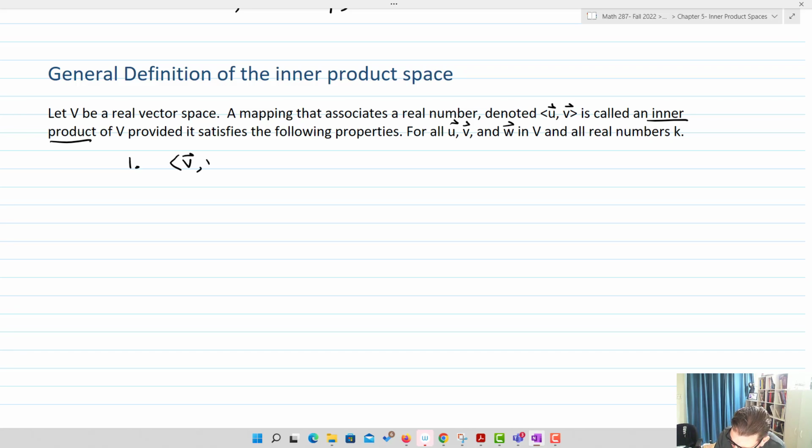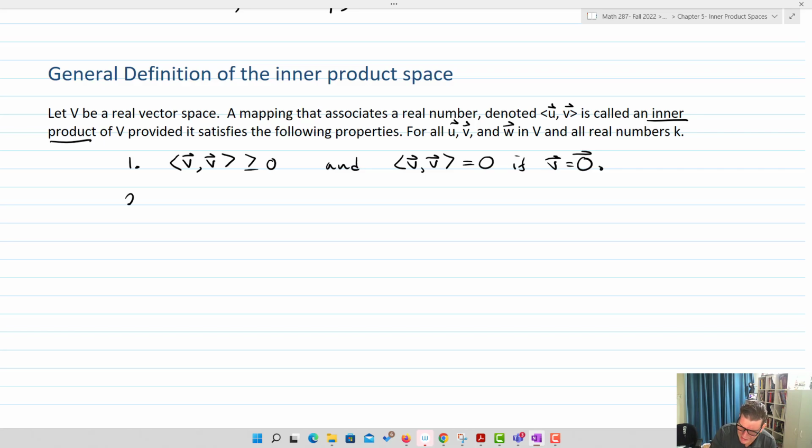One, v dotted with itself is greater than or equal to 0, and v dotted with itself will only equal 0 if v is equal to the 0 vector. We don't want to take the inner product and end up with something negative, and we don't want to end up with 0 unless we actually have the 0 vector. The only vector that has 0 magnitude should be the 0 vector. All sorts of bad things can happen if that's not the case.